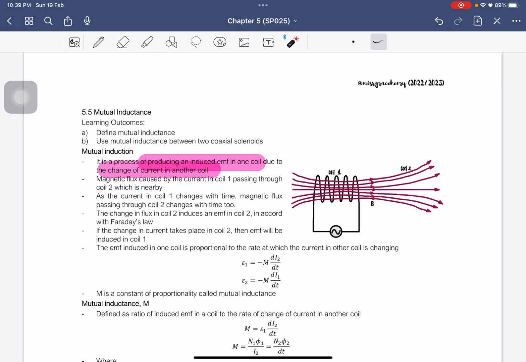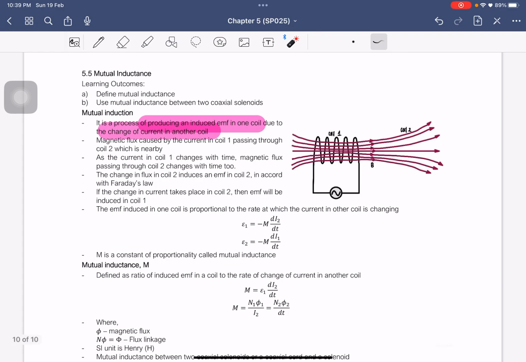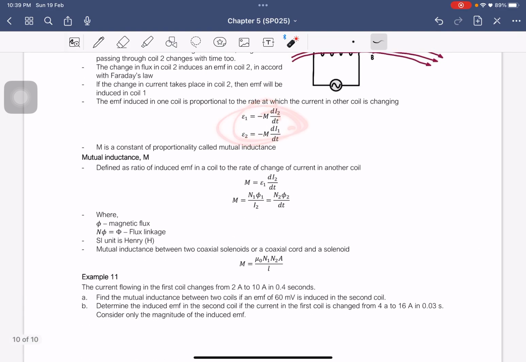So the EMF induced in one coil will be proportional to the rate at which the current in the other coil is changing. So the EMF 1 will be equal to this equation. So remember, the current here is not the same, because the change of current at the other coil will induce an EMF in the other coil, not the same coil. Okay, so it is the same here. So M is the constant of proportionality, which is called mutual inductance. So what is mutual inductance? It is the ratio of induced EMF in the coil to the rate of change of current in another coil.